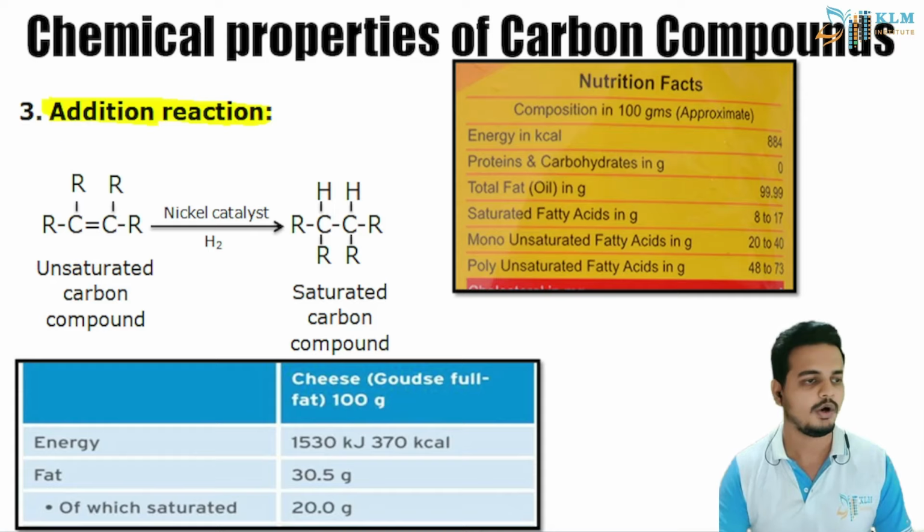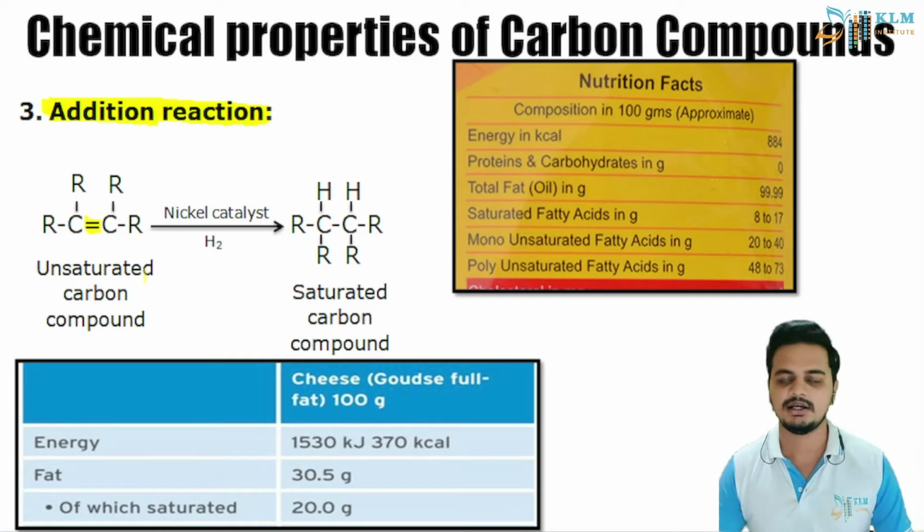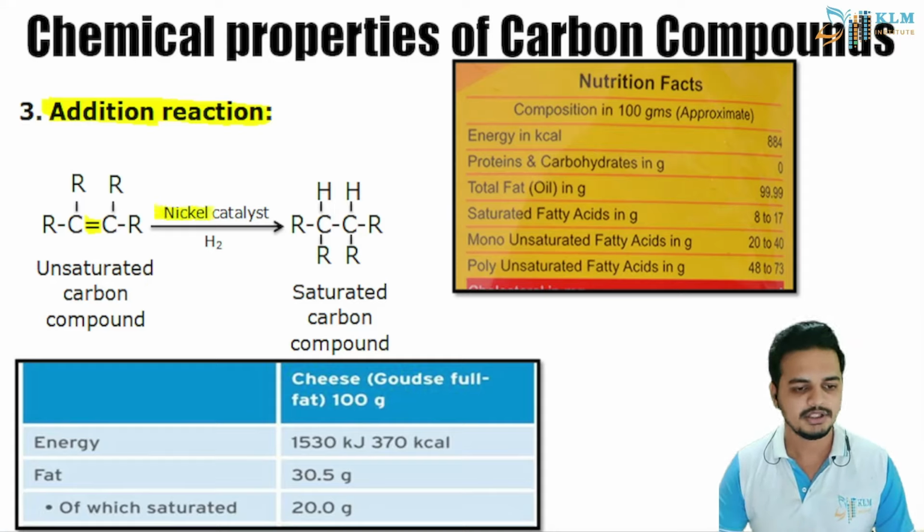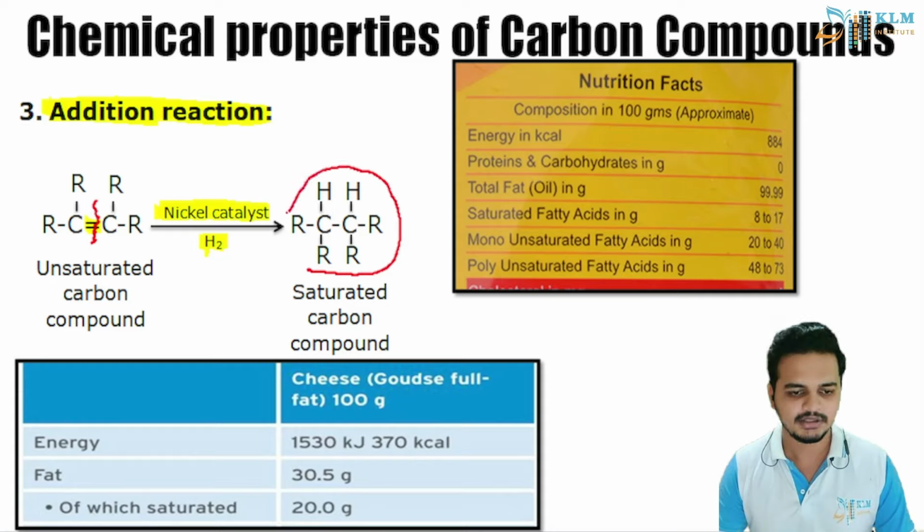Unsaturated carbon compound. What do you mean by unsaturated carbon compound? That it contains a double bond. So when it contains a double bond, it tends to react vigorously. So we add something known as a nickel catalyst. In the presence of hydrogen gas, it forms, you can see here, one R group. This double bond breaks and becomes a single bond. So from unsaturated, we are converting it to a saturated compound.